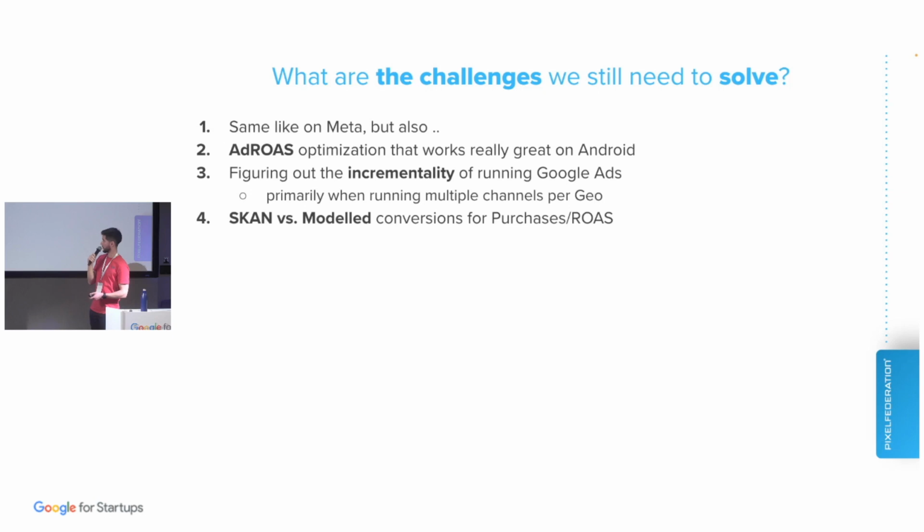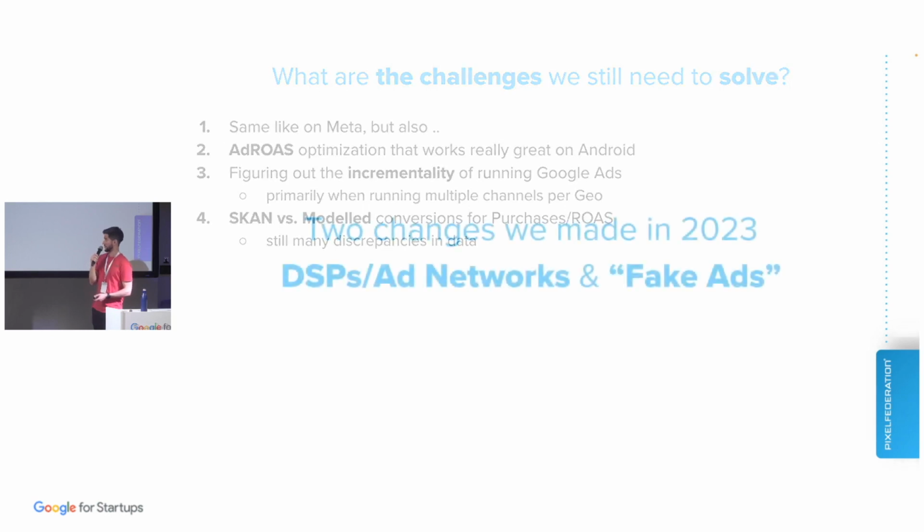And the last thing is making sense out of the mess between SKAN data and the modeled conversion data for purchases in ROAS. Installs tend to be on par or with some differences, but SKAN only has 24 hours of data on purchase events. Model conversions have you name the conversion window, and that's the value there. But we need to figure that out before we can scale up again. And it's a challenge that we need to tackle, because there are still many discrepancies.